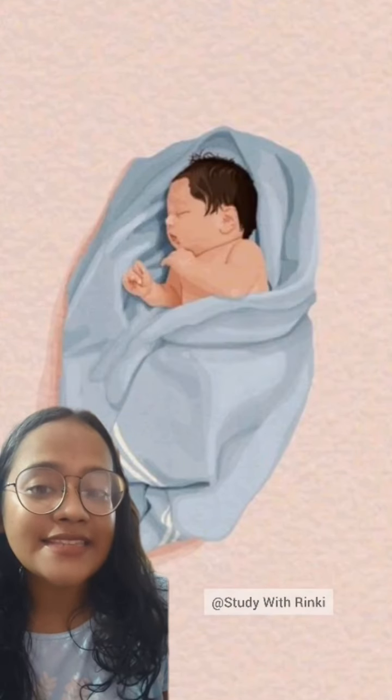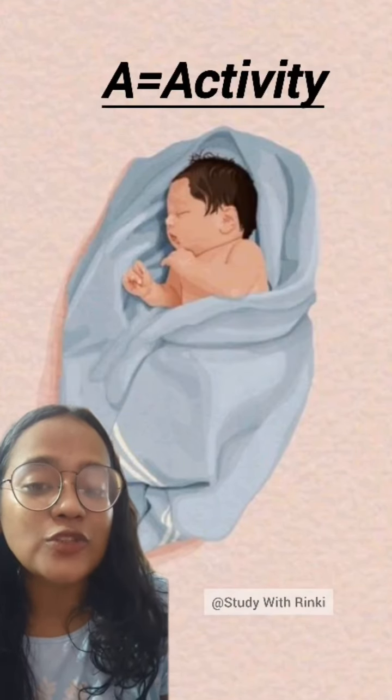So the second A stands here for activity. Here we are looking at the muscle tone of a baby. We give 2 score if the baby flexes and resists extension. 1 score is given if we can see there is some flexion, and 0 score is given if there is nothing. If the baby is floppy, their muscle tone is absent, then we give 0 points.